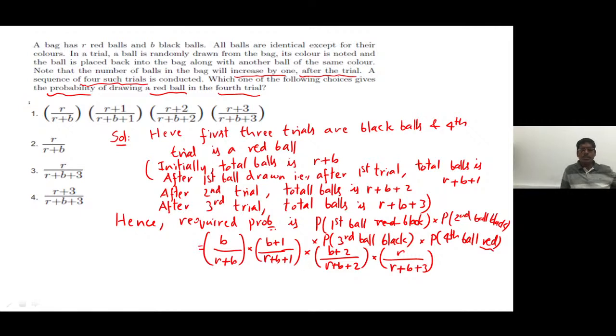But don't think that it looks like option 1. But here no option is matching. Please take care.